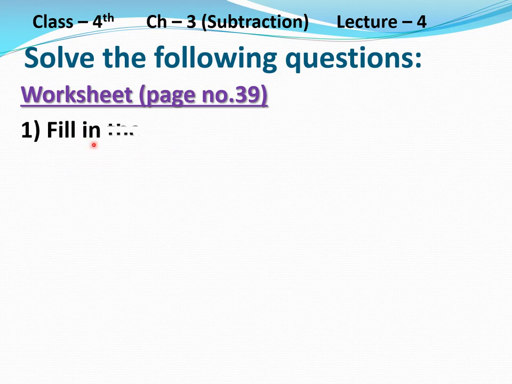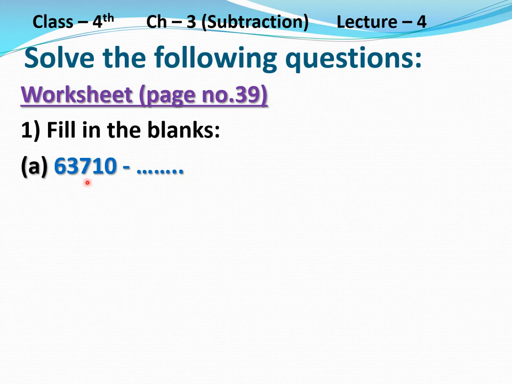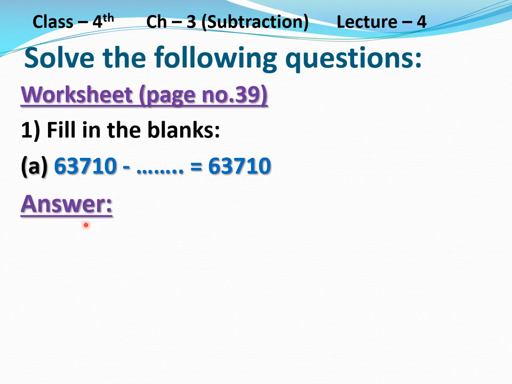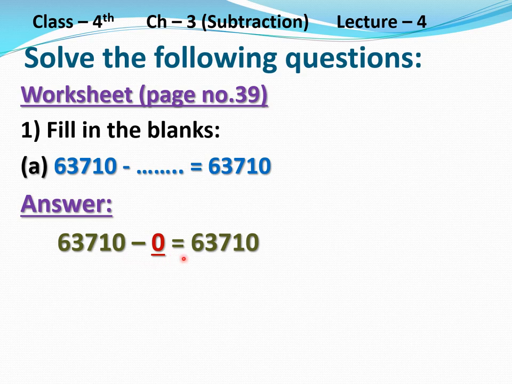Question 1. Fill in the blanks. A part: 63,710 minus dash equal to 63,710. See, difference is 63,710. It means we will write here 0. Okay, write down. Answer: 63,710 minus 0 equal to 63,710. Okay.